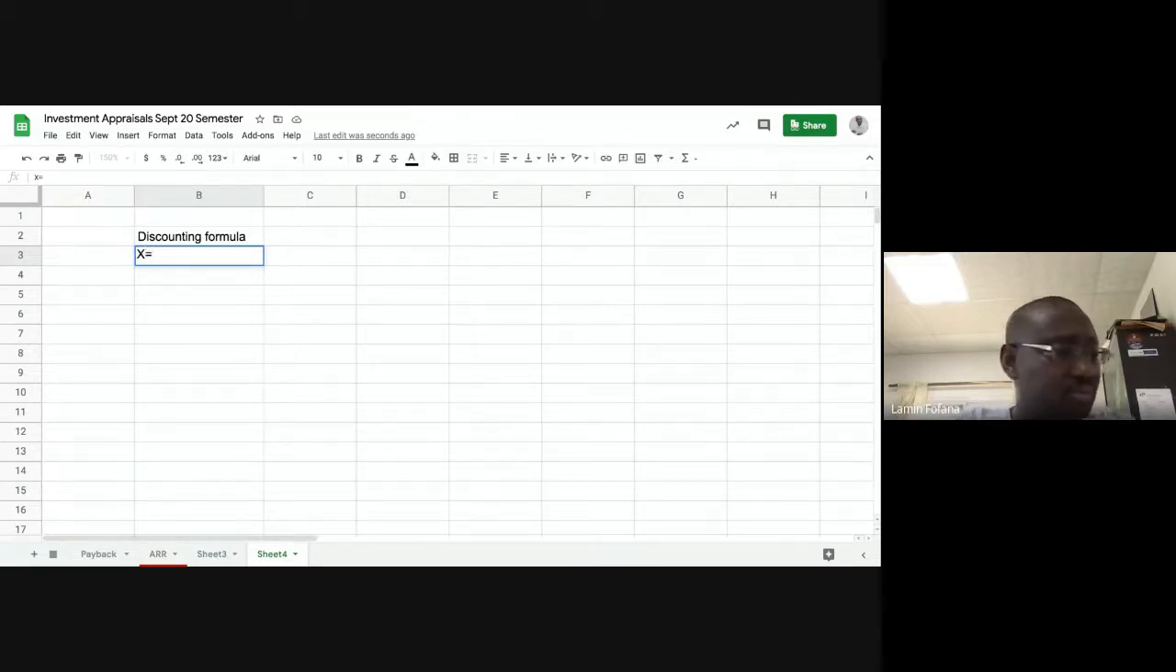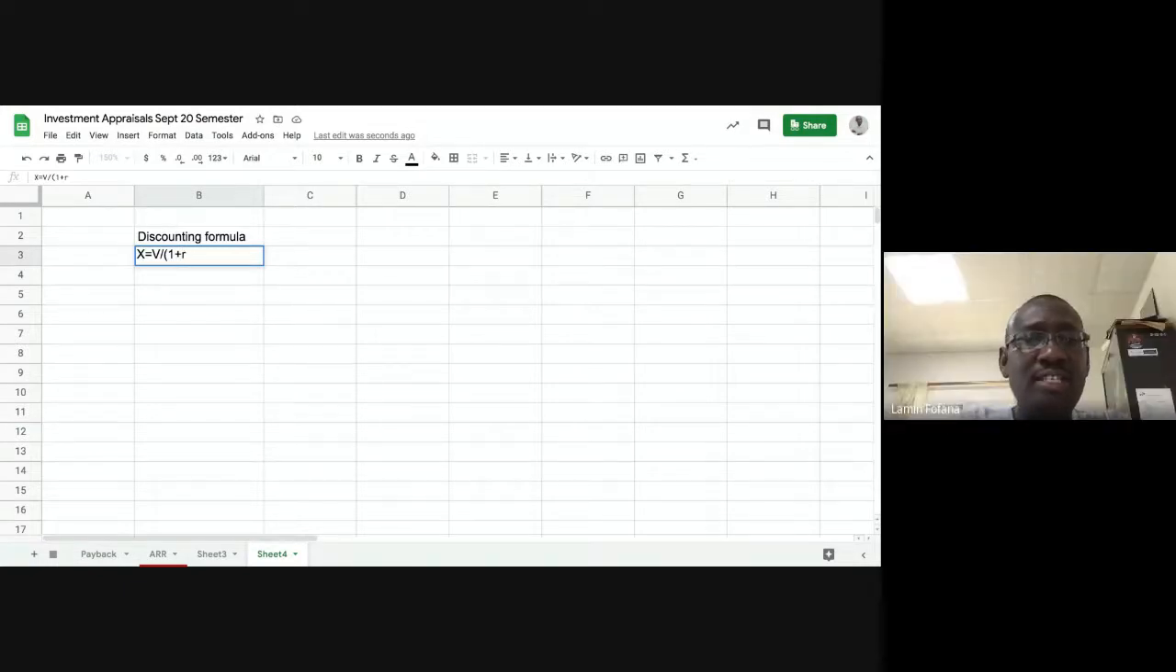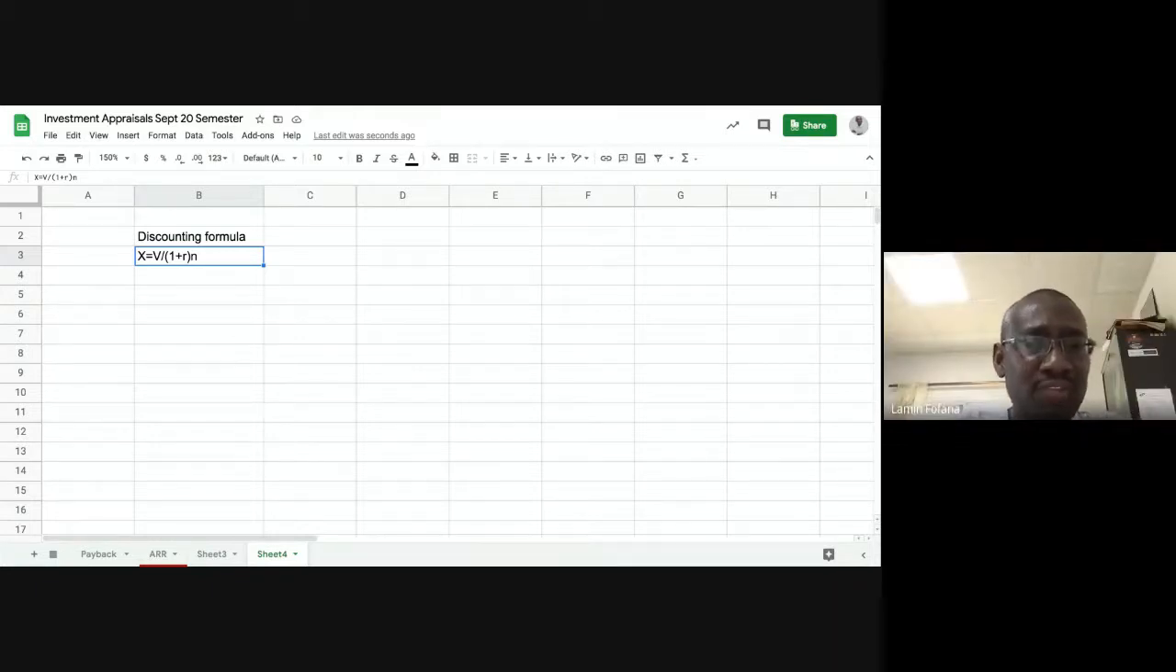X is equals to F, which is the future value, divided by 1 plus R raised to power n. 1 plus R. Yeah, you cannot see it yet because I've not entered it. 1 plus R raised to power n. Okay, this is our discounting formula, isn't it? X. What is X? X is the present value, what we are finding when we are discounting. X is equals to the future value, which is always given to us in a discounting situation, divided by 1 plus R raised to power n. Is that not our discounting formula?